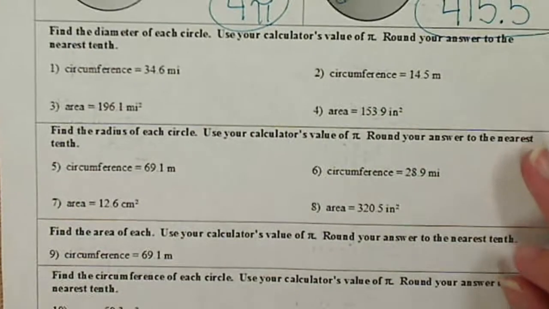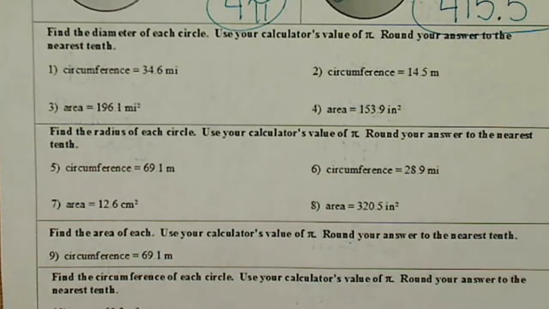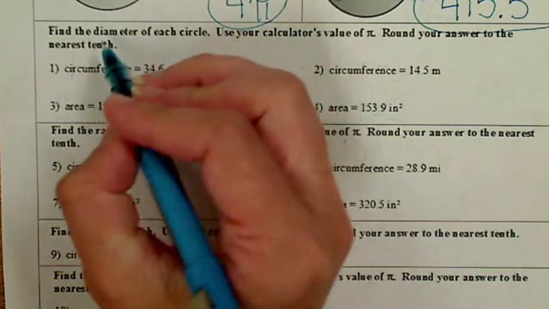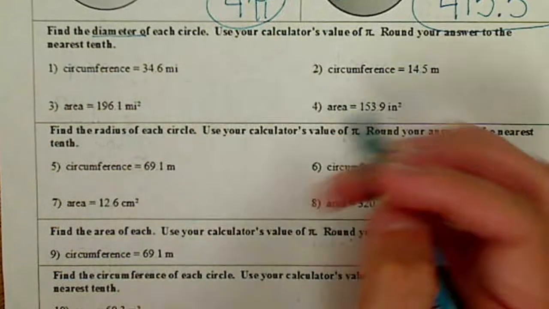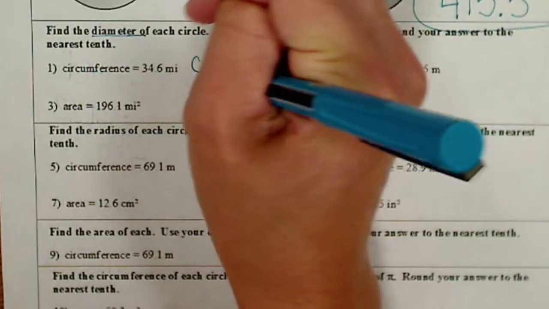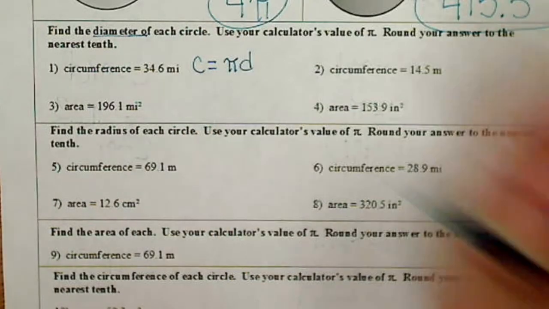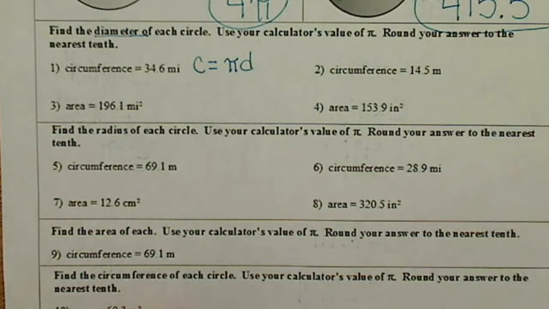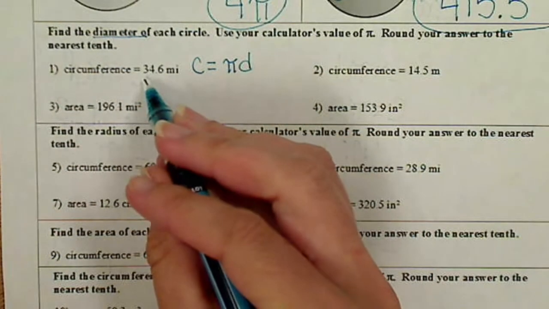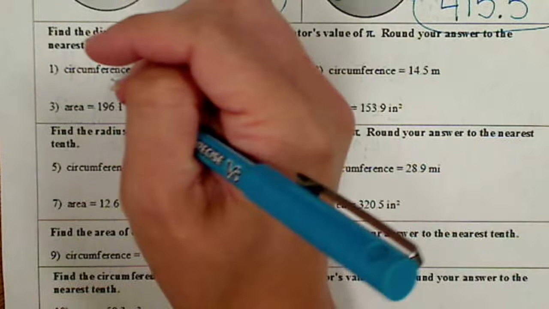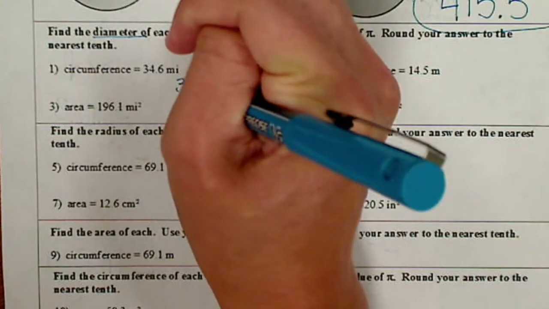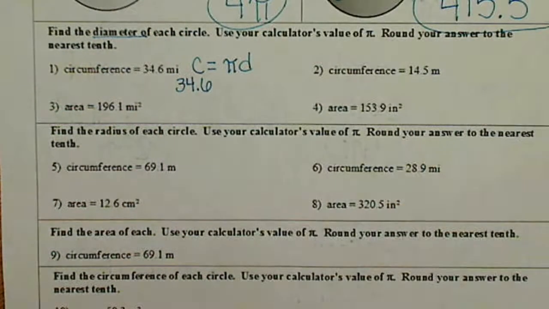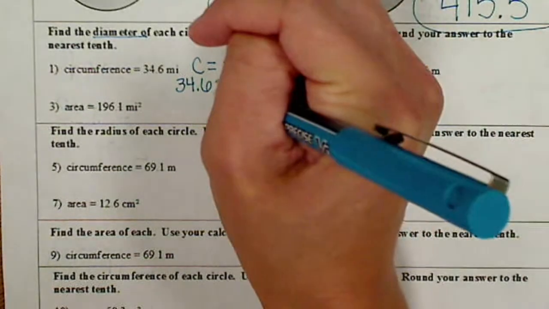Okay, now we're going to take these formulas and find the radius or diameter given either the circumference or the area. Since I'm looking for the diameter and I have the circumference, I'm going to use my diameter circumference formula. Where the C is, I'm going to put 34.6 because it says the circumference is 34.6. So that's where C goes.